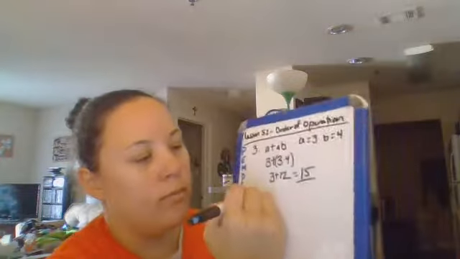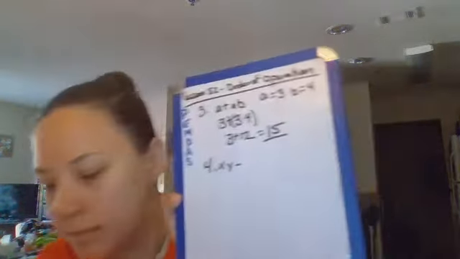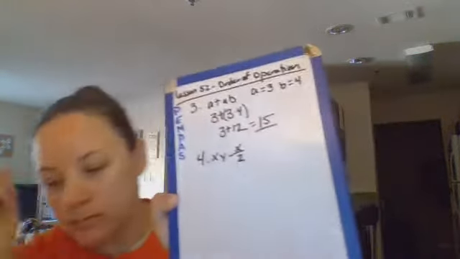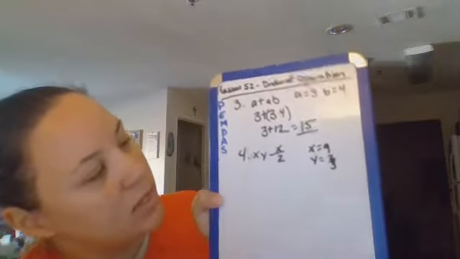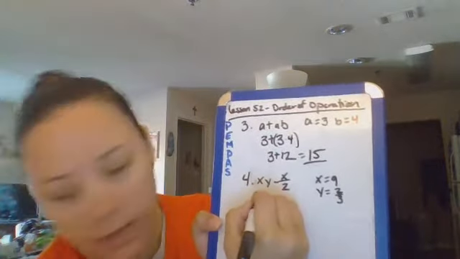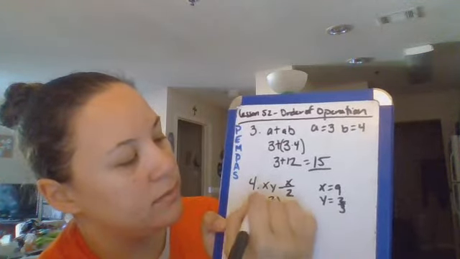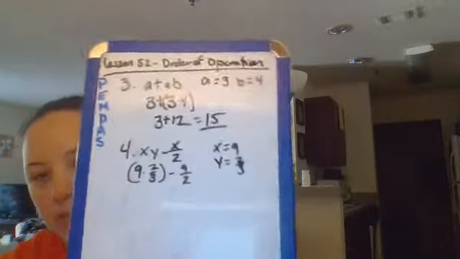All right, and then one more. So we have xy minus x over 2. And x equals 9, and y equals 2/3. Lovely fractions. So then we are going to have 9 times 2/3 minus 9 over 2 as our equation.